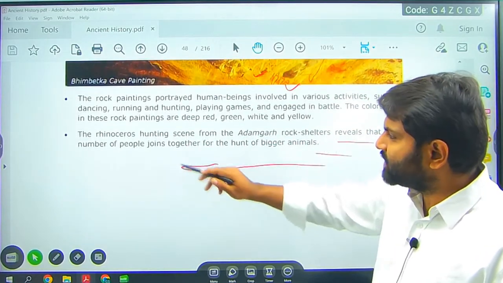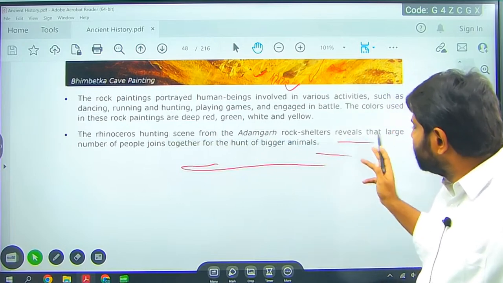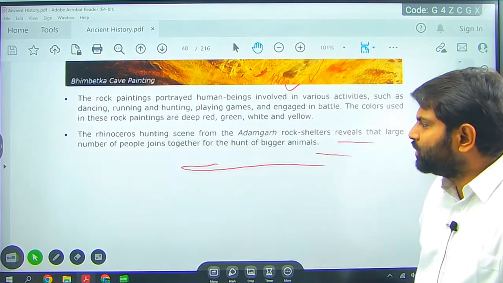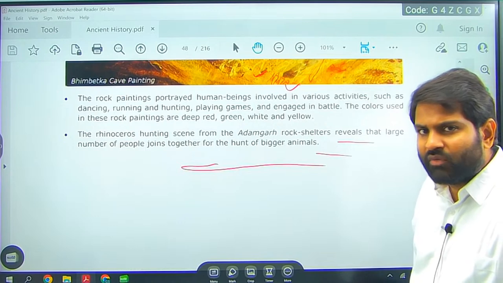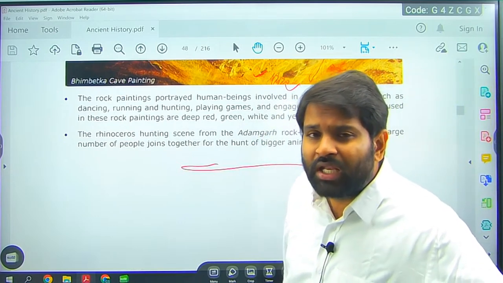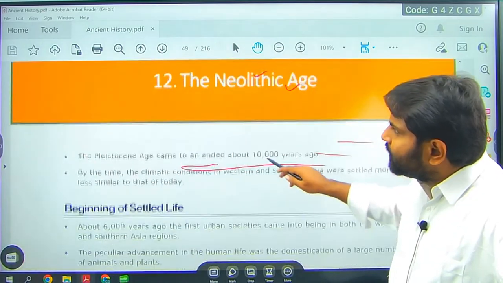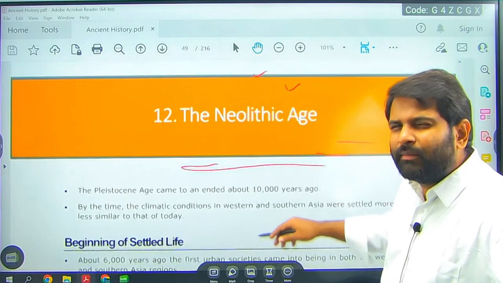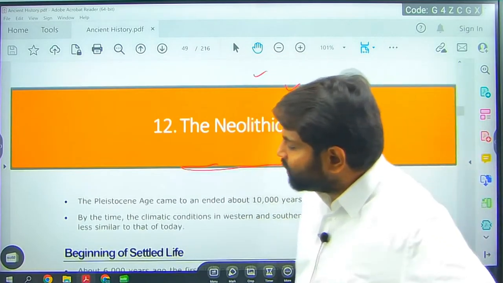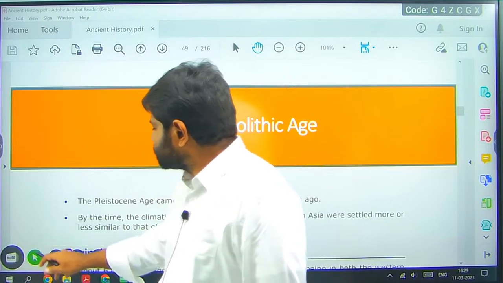The rhinoceros, as I said, it is not a boar. The rhinoceros hunting scene from Adamgarh rock shelters reveals that a large number of people joined together to hunt bigger animals. So when they have to hunt bigger animals, when they have to deal with wildlife, people go in groups. A little more about rock painting is required for the mains examination, but for prelims examinations, that's it.